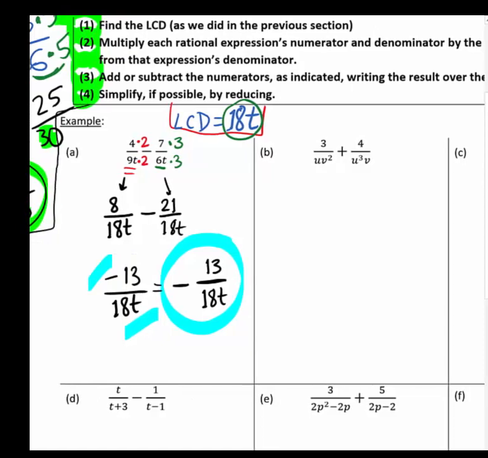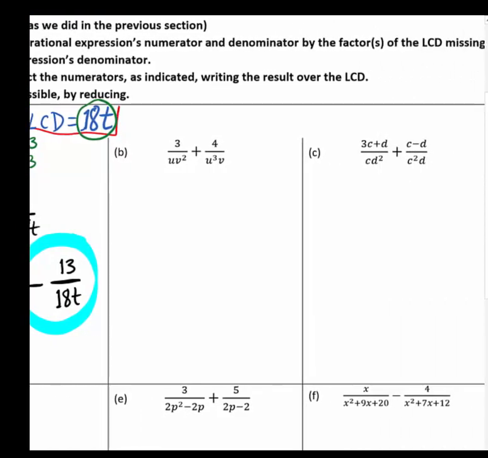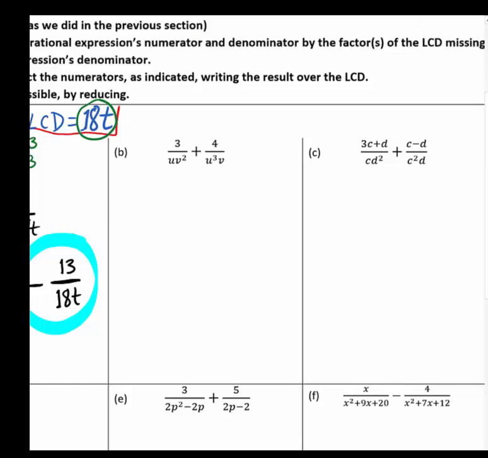We're trying to build up the difficulty level here, kind of one at a time. So let's try part B. We've got 3 over uv squared plus 4 over u to the third v. That sounds complicated, huh? Okay, but let me see. Least common denominator. And this is another one where there's nothing I can really do to factor those denominators, because they each only have one term. uv squared, that's only one item. u cubed v, that's only one item.